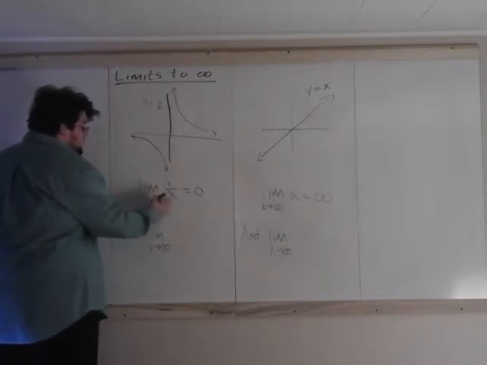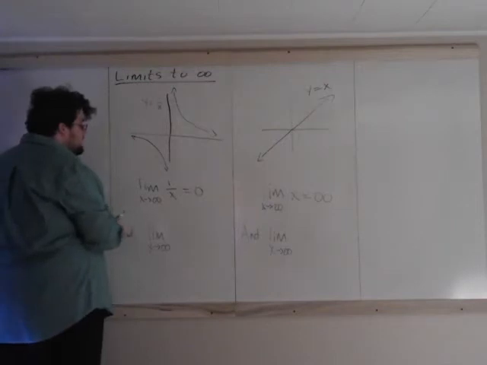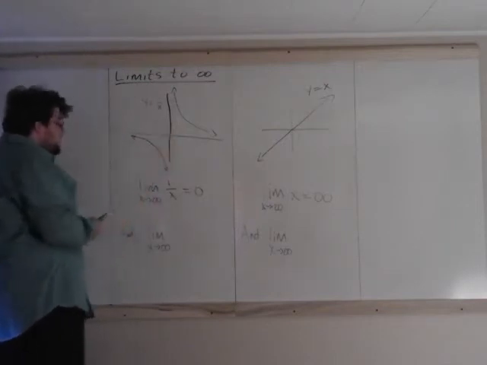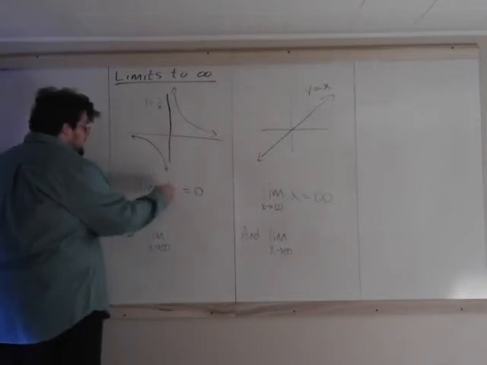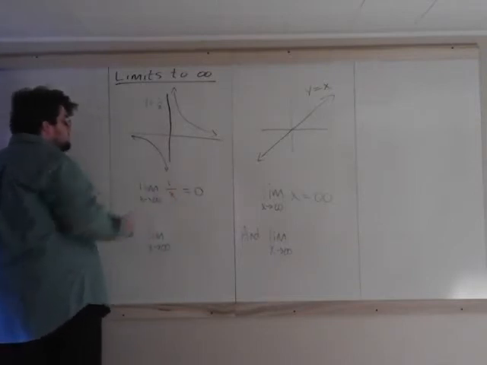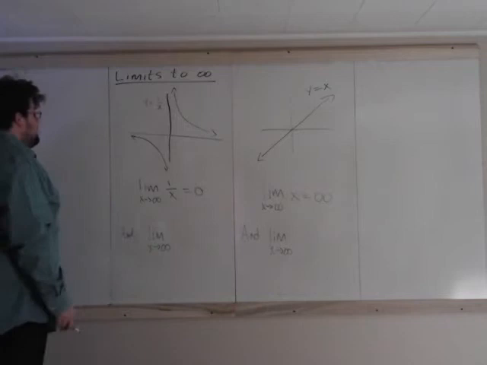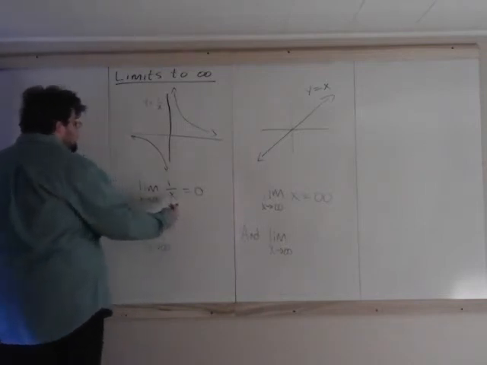You could also see that algebraically by taking 1 over x. You put x equals 10 in, and you get a tenth. You put x equals 100 in, you get a hundredth. X equals a million, you get a millionth. And as x is getting larger, you see this term gets smaller and smaller. And the limit as x goes to infinity of 1 over x is 0.